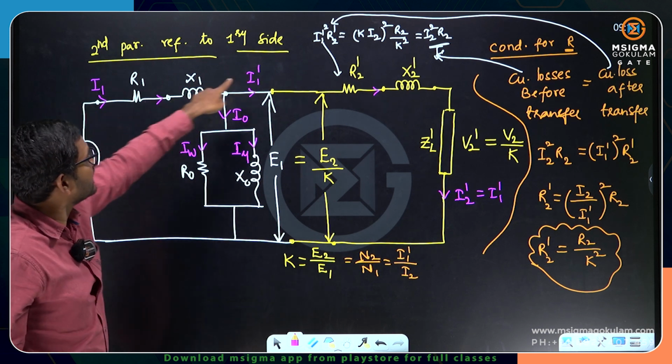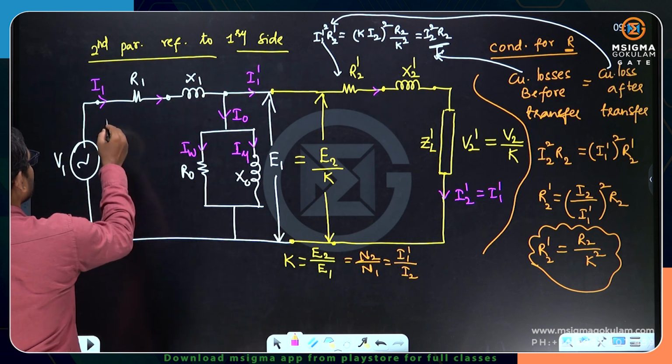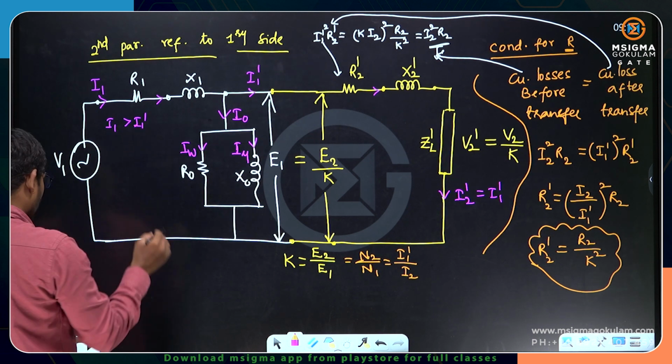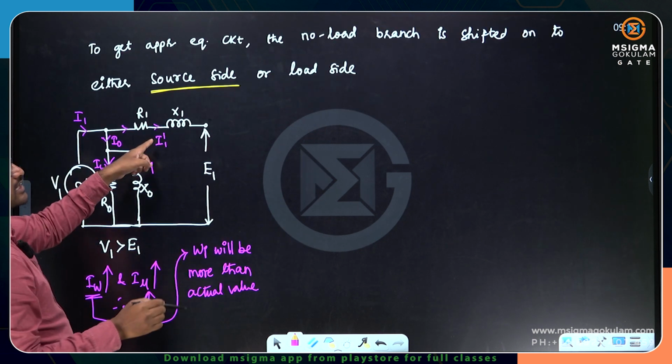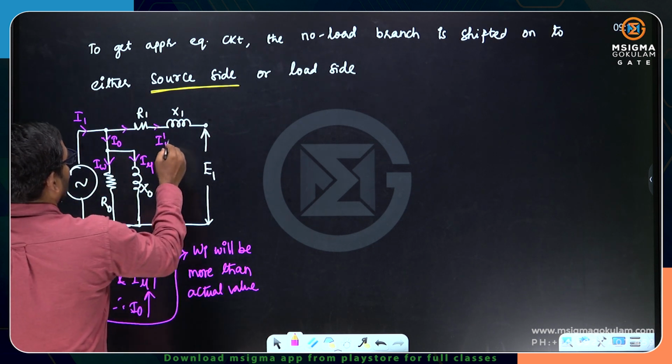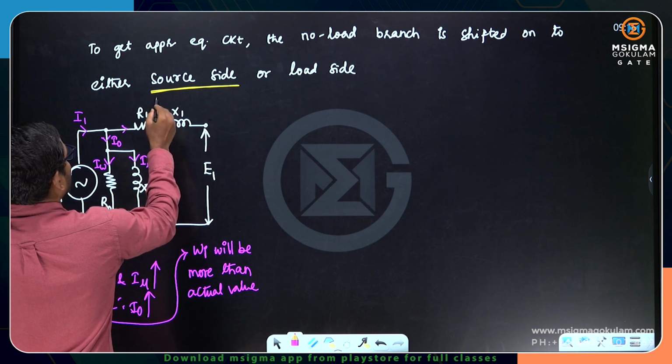Definitely I1 is greater than I1 dash. But what is happening in this case? The primary winding is carrying I1 dash, so I can say that I1 dash is definitely less than I1.